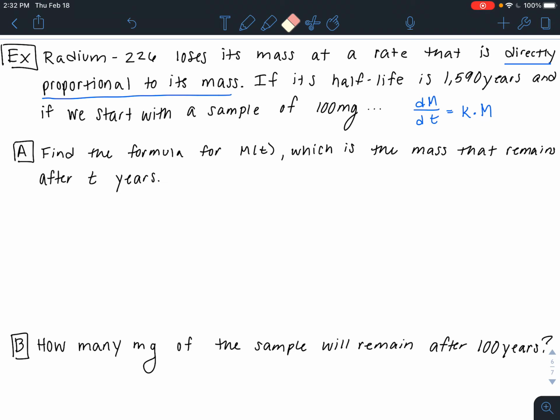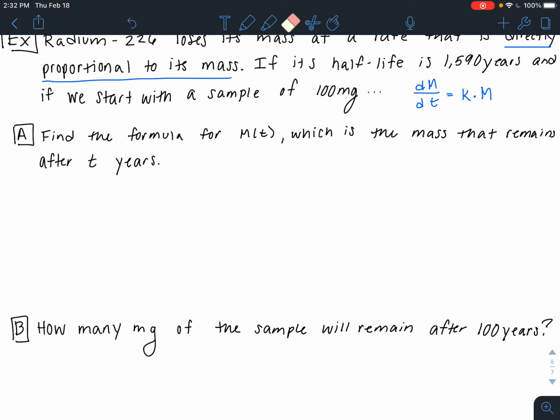We're told that its half-life is 1,590 years, and we're starting with a sample of 100 milligrams. We want to first find the formula for m of t, in other words, the particular solution to that differential equation. Since it's directly proportional, this differential equation means that m of t equals some constant times e to the kt.